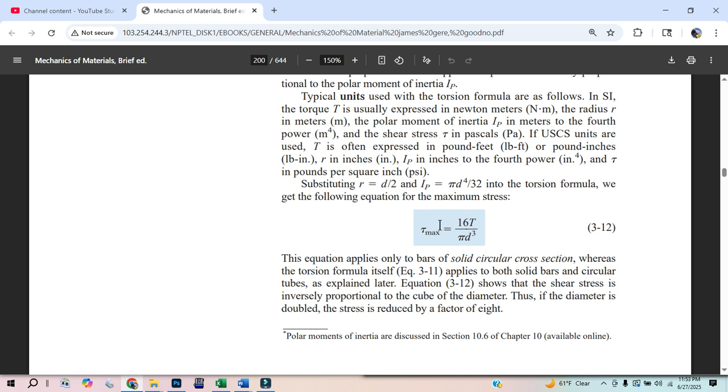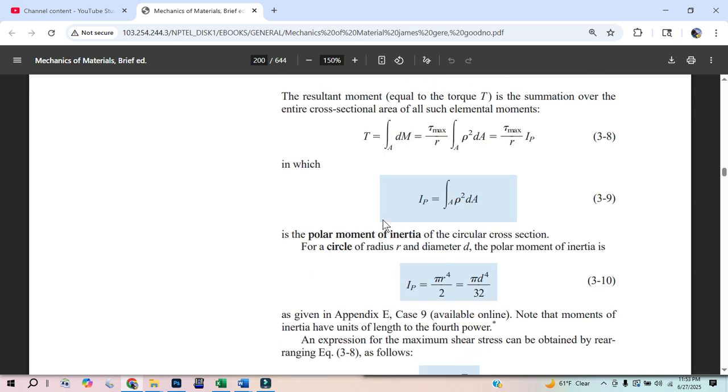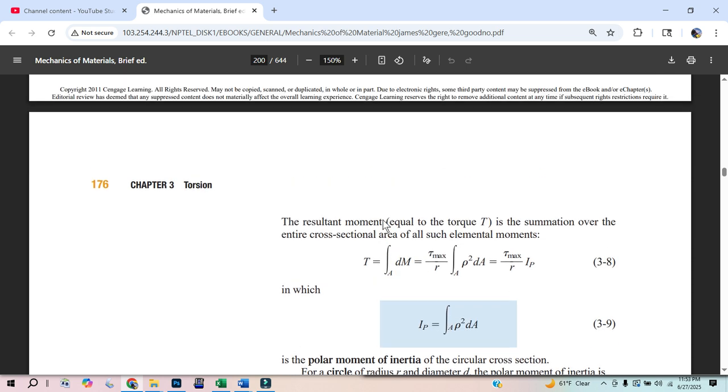D to the third is just 2 times the radius cubed, so that's going to be 8r cubed, or 8r cubed divided by 16. 8 divided by 16 is just divided by 2. So there you go. That is going to be your torque equation using that double integral. So now let's see what they did.